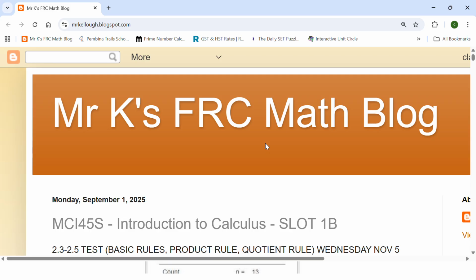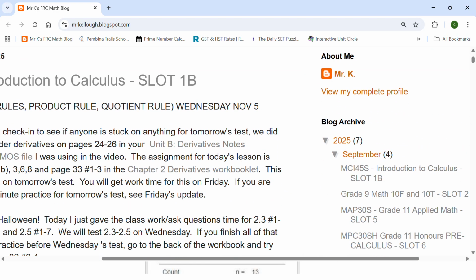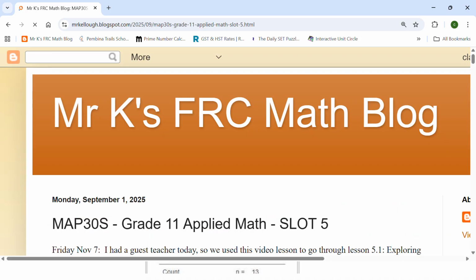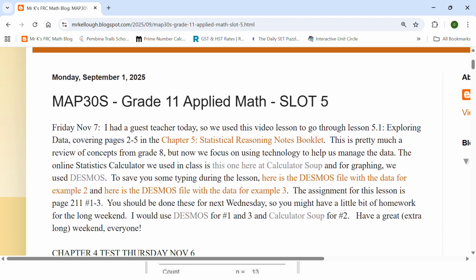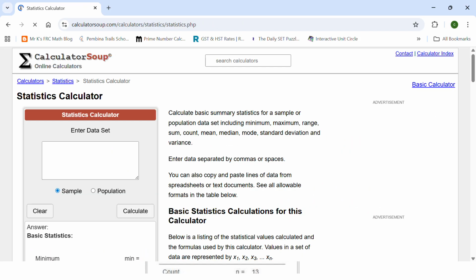Open up my blog. Go to your class, which, the fastest way is to just go on the right here. There's your class. And if you take a look, I already have today's lesson updated on the blog here. And here it is. This one here at Calculator Soup. Open that, and there's our set of data.